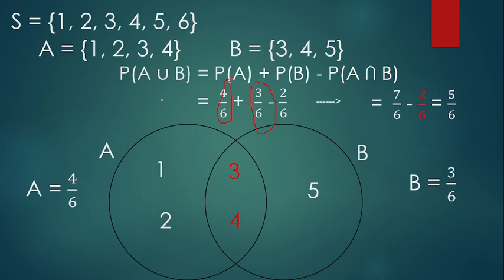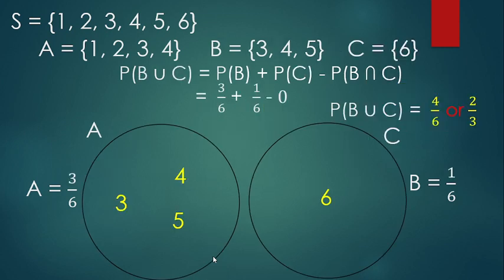Because if we are going to get 4 over 6 plus 3 over 6, we know it is 7 over 6. Again, that is beyond 100%. That is 1 and 1 over 6, and it can't happen. From this part, we should subtract the intersection, and that would lead to 5 over 6. Get it? Okay, so I have here the last set.